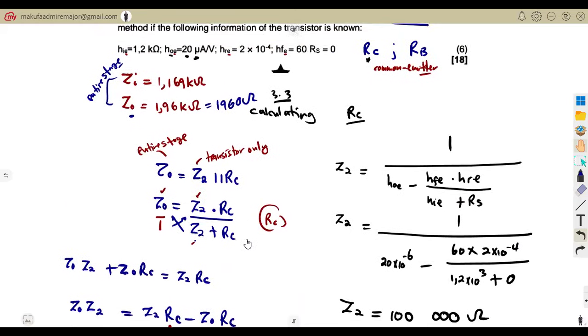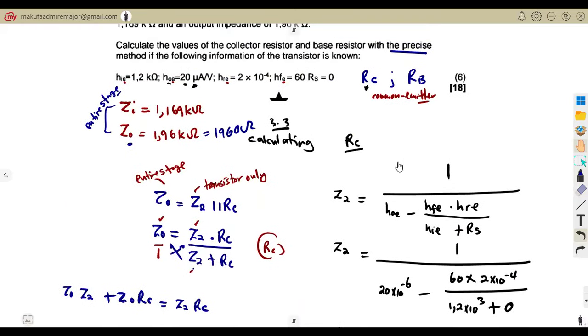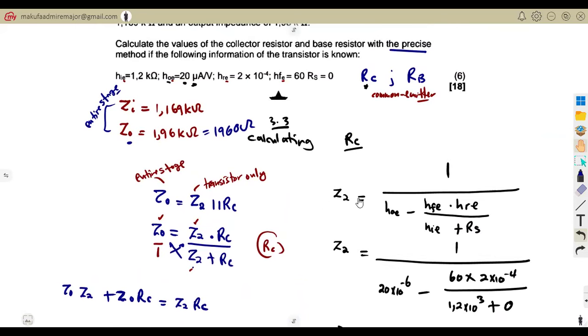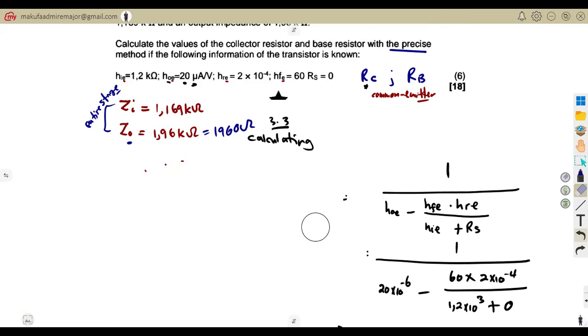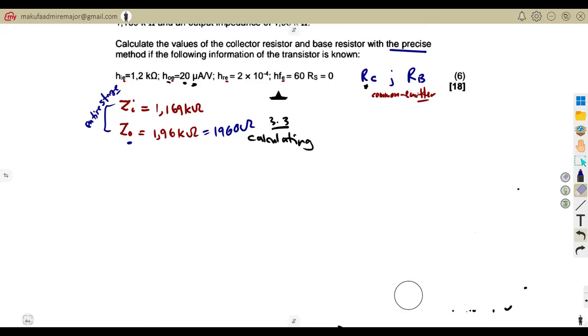So if we check now, we need RB. So let's think of determining RB. Okay, so there we worked with RC, and we had to figure it out from the Z out of the entire stage. What about RB? Where are we having our RB? From the Z in of the entire stage.